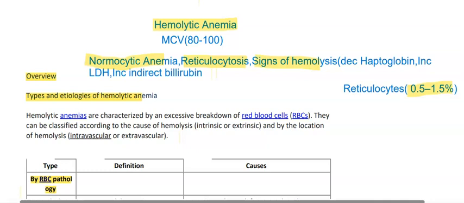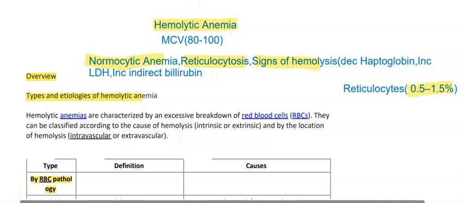Now we should come to the normocytic anemia, in which MCV is between 80 to 100. Whenever we come across such a result, we can suspect different causes. Further, we can proceed with reticulocyte count. If reticulocyte count is decreased, we can consider two causes. It can be either chronic kidney disease or aplastic anemia.